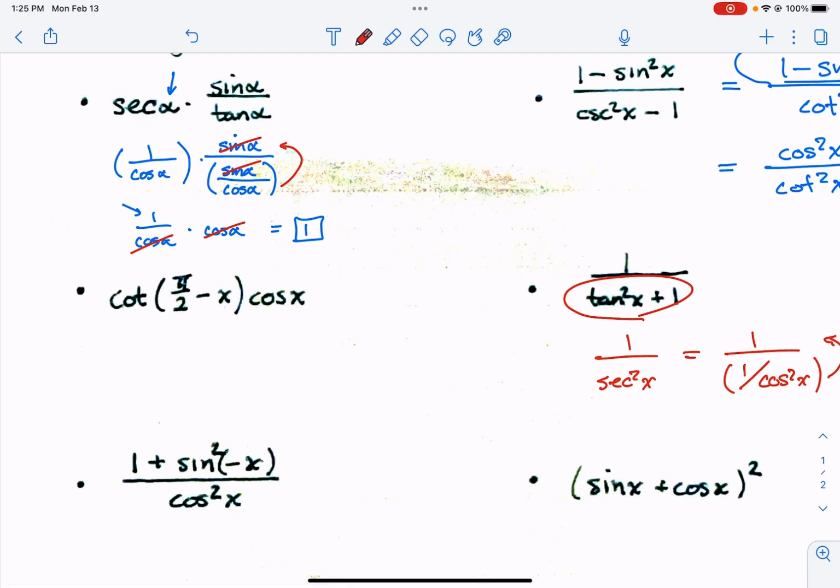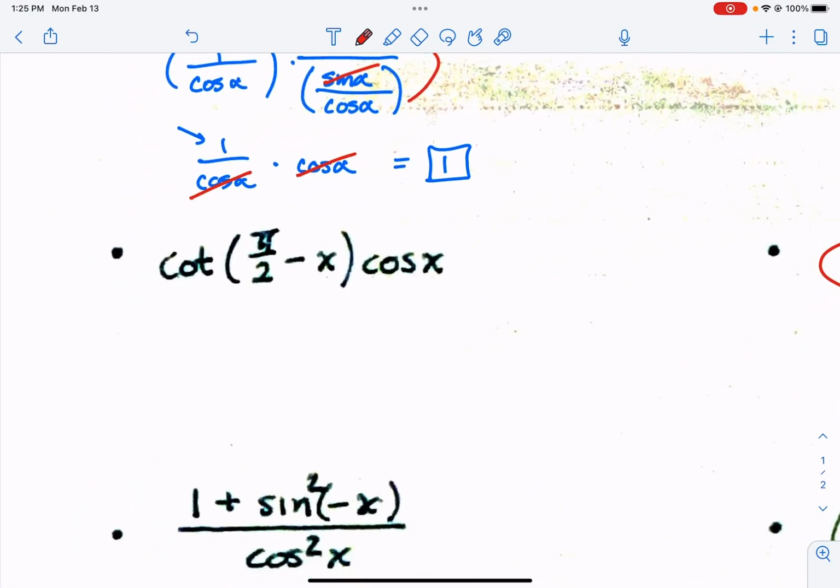All right, let's look over here. Now, some of you guys might know an identity already for this. We haven't really officially gone over it. So what I would expect you guys to do is to recognize here that cotangent is the same thing as cosine of pi over 2 minus x divided by sine of pi over 2 minus x.